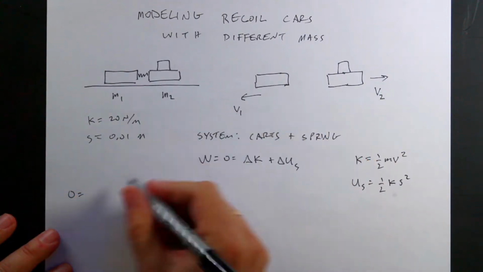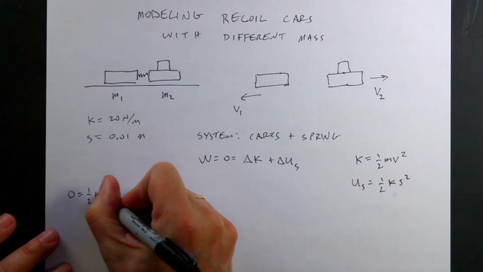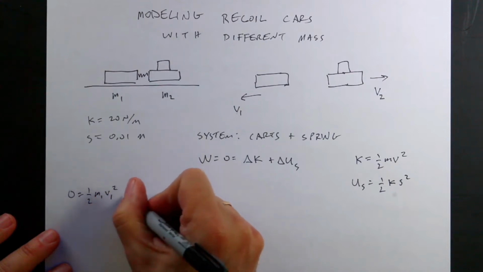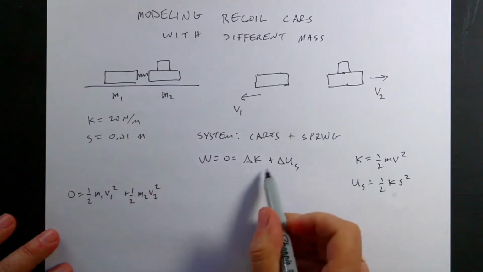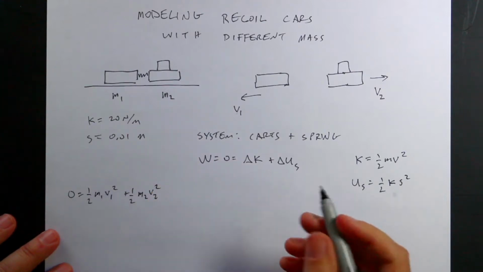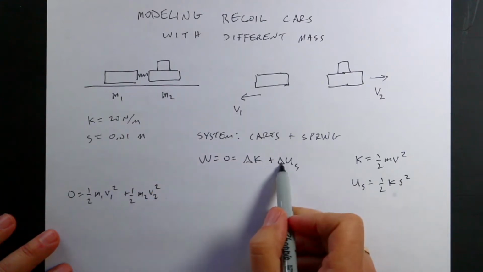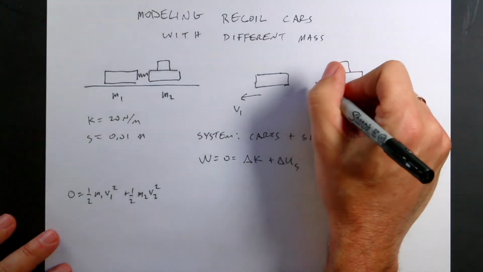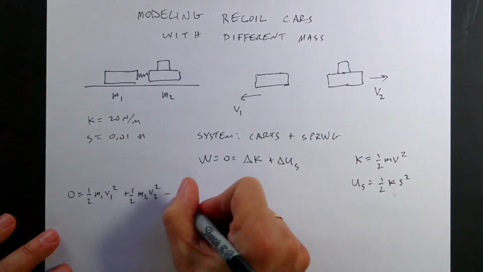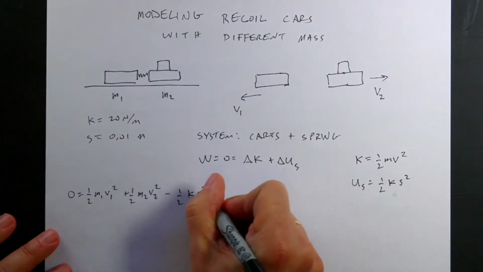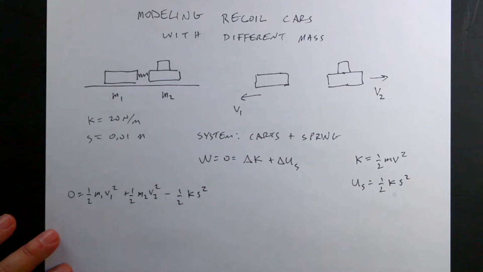So if I put this in over here, I get 0, and the final kinetic energy, they're going to both have kinetic energy, 1/2 m1 v1 squared plus 1/2 m2 v2 squared minus the initial kinetic energy, which is 0, plus the final spring potential energy, which is going to be 0, because now the spring's not compressed at all. So that's 0, minus the initial, so it's going to be minus 1/2 ks squared. So that's the equation that I have right there.